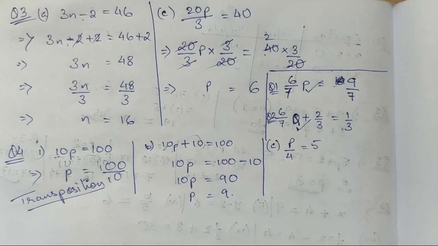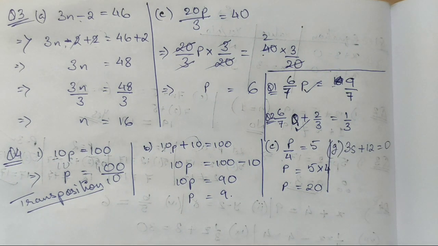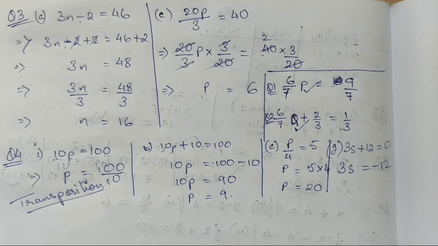In the next question, this 4 is to be transposed to that side. This is divided here, so that will become multiplied on the other side, and we get the value to be 20. The last part, G: we have sent 12 there, so that became minus 12, and 3 is transposed there, so finally we get the value of S to be minus 4.